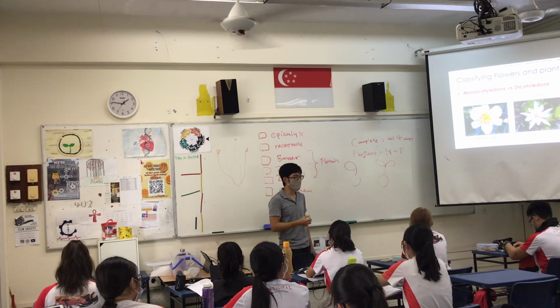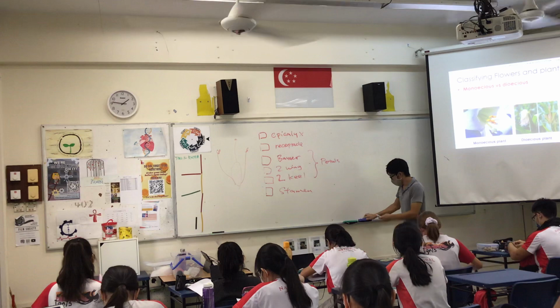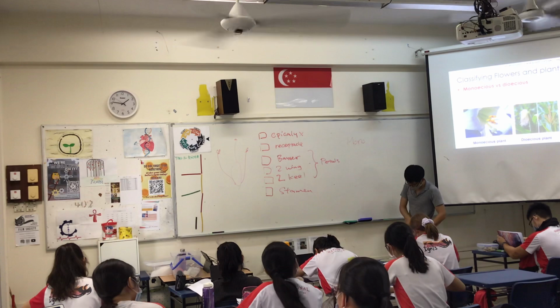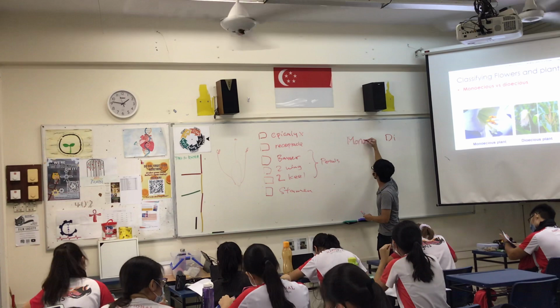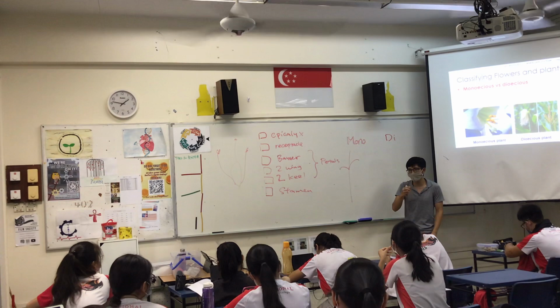Last one. Monoecious versus dioecious. I'd like you to draw this diagram in your textbook. I think it'll help you out. The idea of a monoecious plant versus a dioecious plant. A monoecious plant is a plant that contains both the male and female reproductive organs on the same plant.